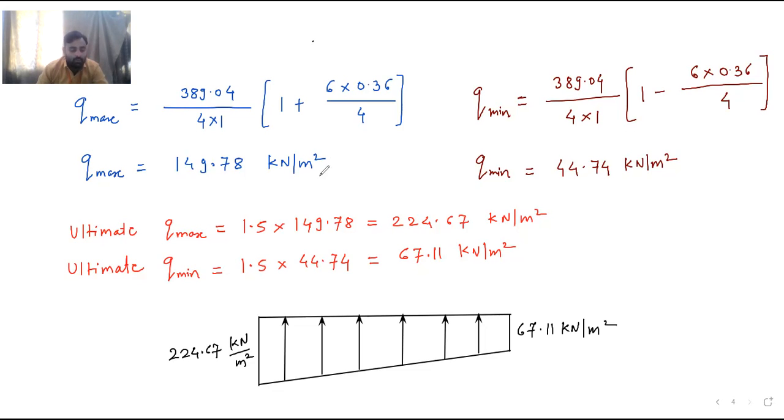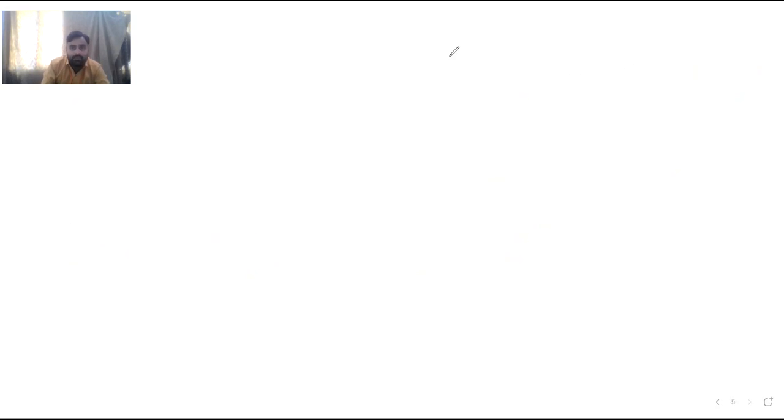So now we will do the design of stem. Now the further part is design of stem. Now the maximum soil pressure on the stem that we need to calculate first. Maximum soil pressure on the stem. What is the maximum soil pressure? What is the height of the stem?